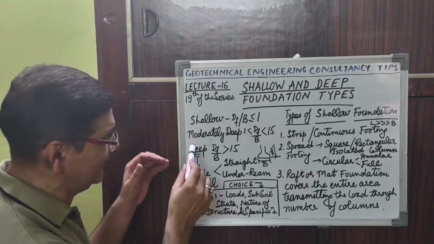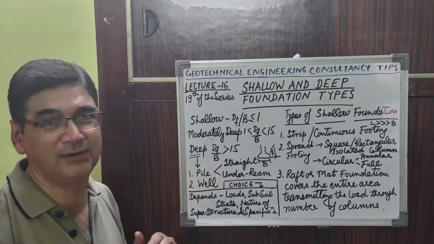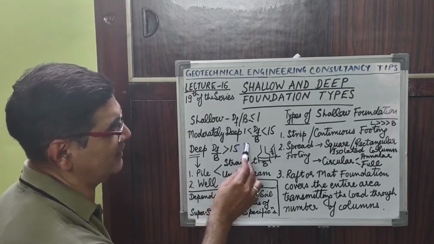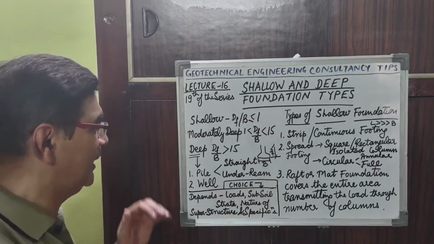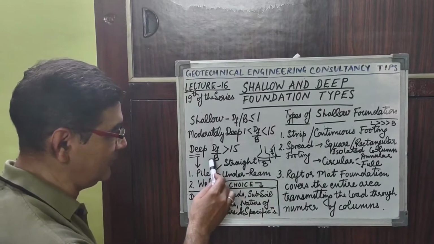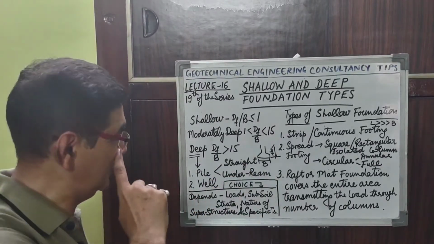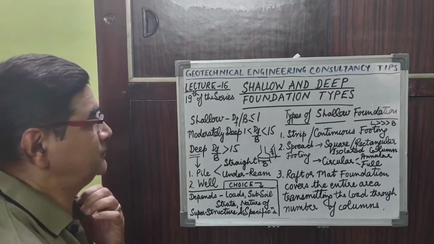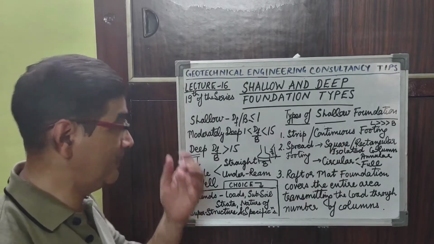In between shallow and deep, there is a terminology known as moderately deep, which is generally defined with a DF by B ratio in between 1 to 15. And deep foundations are defined when this DF is at least greater than 15 times the width of the footing.